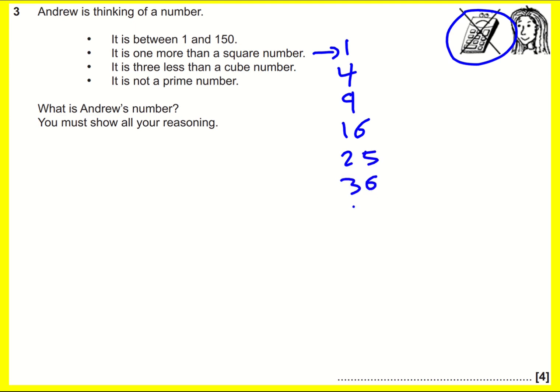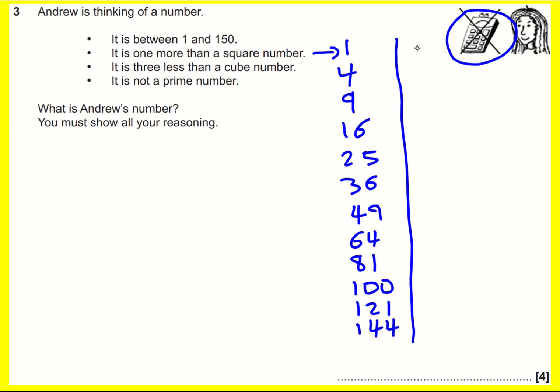6 squared, 7 squared, 8 squared, 9 squared, 10 squared, 11 squared, and 12 squared. Okay, it says that it's one more than a square number. So next to it, I'm going to write that down. I'm going to add 1 to each one.